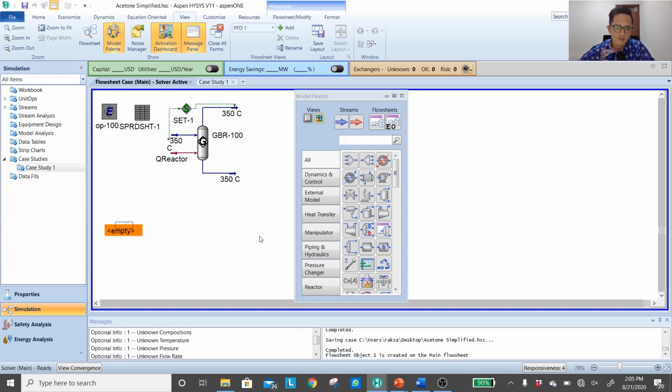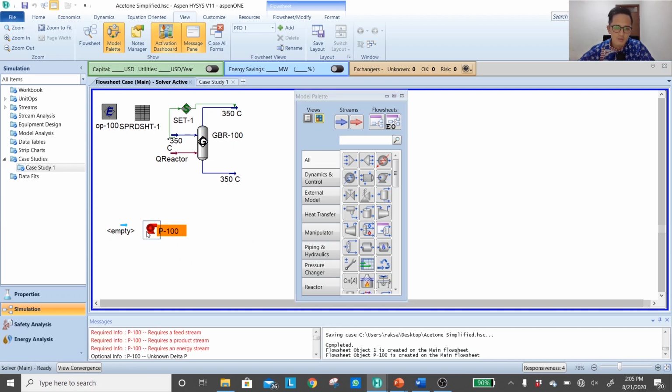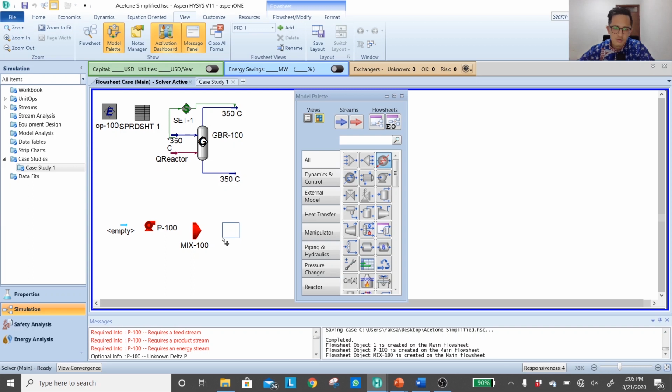So I have my feed stream, and then I will have my pump to increase the pressure up until the reactor pressure. And then I will have my mixer to combine the make-up feed with the recycle stream. And then I will have my heater to preheat the feed before it reaches the temperature of the reactor conditions. And then I have my reactor.